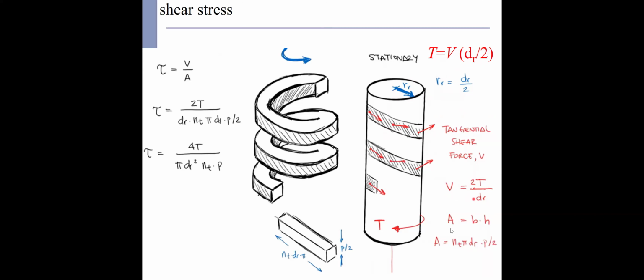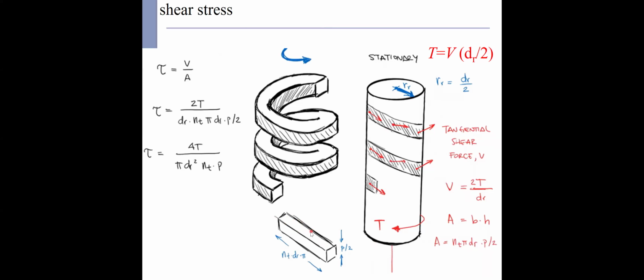Okay, and the cross section area of this rectangular bar equals BH, right? It equals the surface of this rectangular bar, BH, and B equals NT, the number of the threads, times pi times dr times P over 2. We get the surface area of the thread.